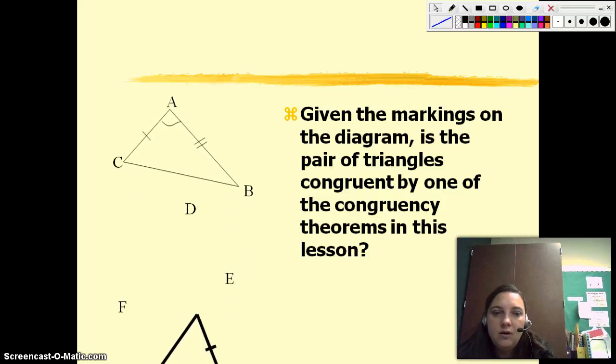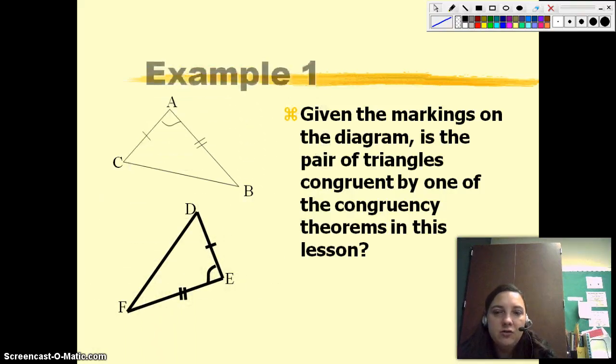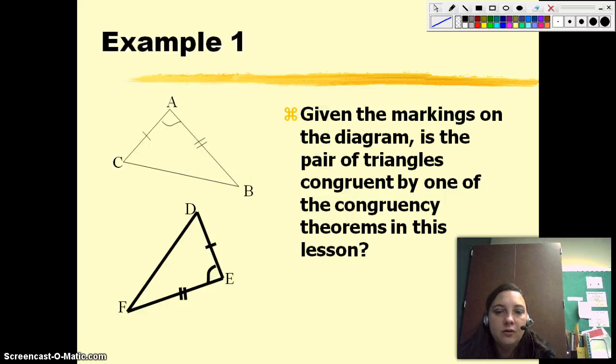Okay, so let's see how well we've learned these. We're given the markings on the diagram. Is the pair of triangles congruent by one of the congruency theorems in this lesson? Well, let's see. I've got a side. So this side is marked with 1, and this side is marked once. I have an angle marked, and I have the same angle marked here for angle A, and then I have a side marked with 2 markings, and I have a side marked here with 2 markings. So based on these marks, yes, they are congruent, and they're going to be congruent because I have a side, angle, side. Side, angle, side.